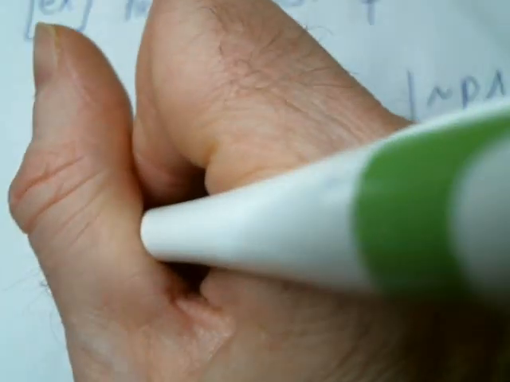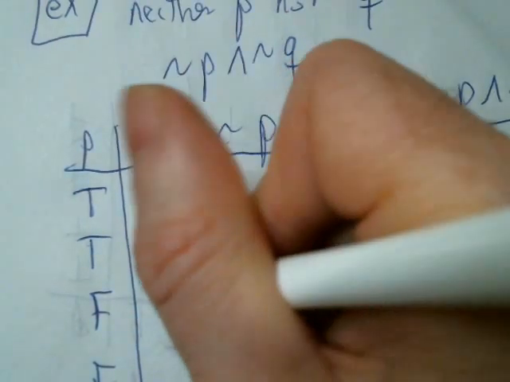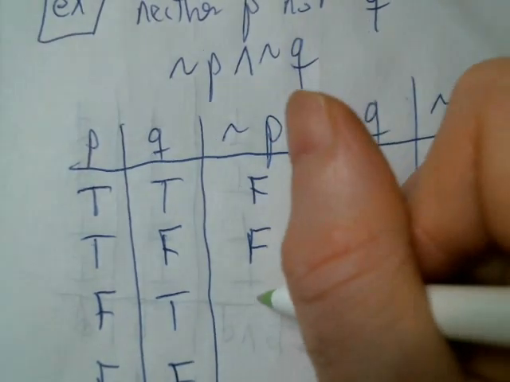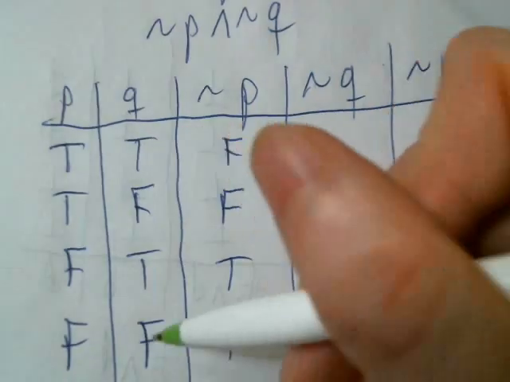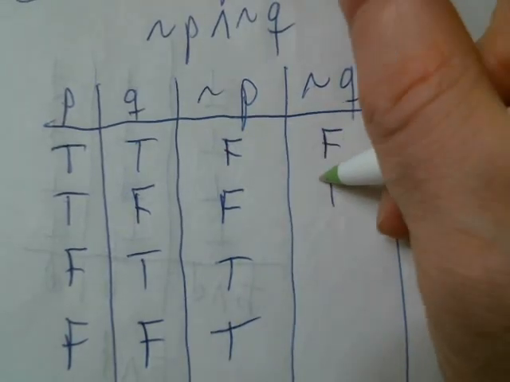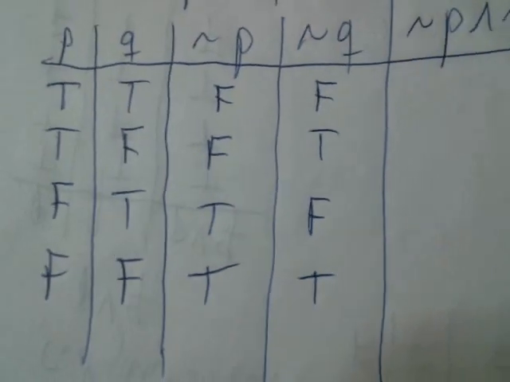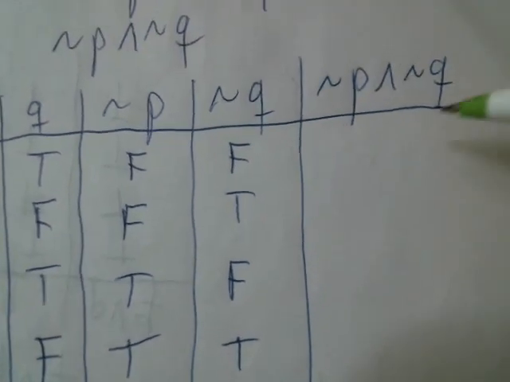Usually in practice, when I'm doing it on my own, I won't do it like this, but I'll show you how I do it later. So true, true, false, false, true, false, true, false. And then not p is false, false, true, true. And then not q, you just negate all of these, so it'd be false, true, false, true. You kind of have to memorize how these work. It's pretty simple. There's not too much to remember.